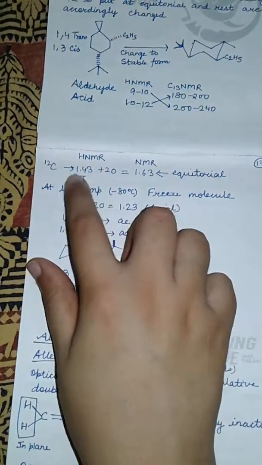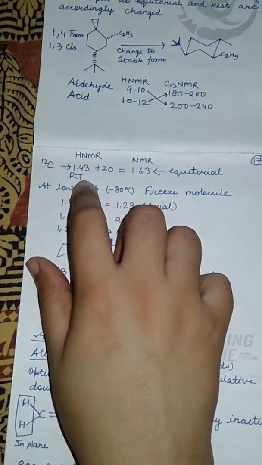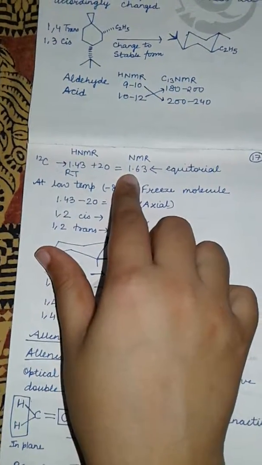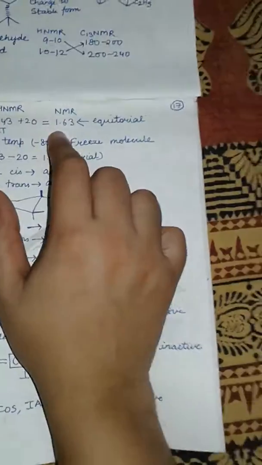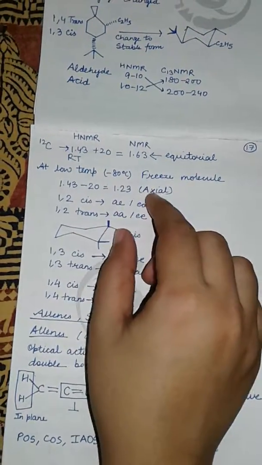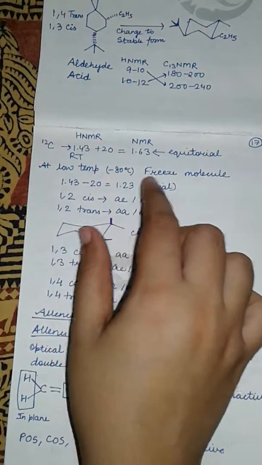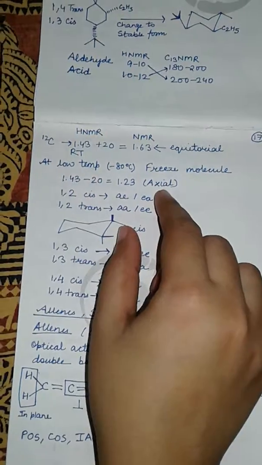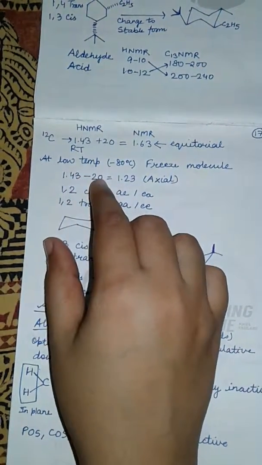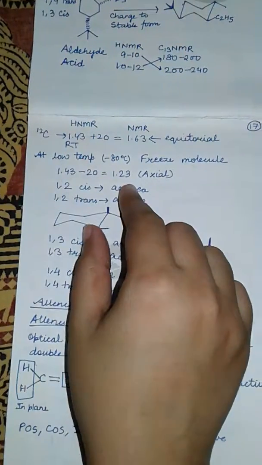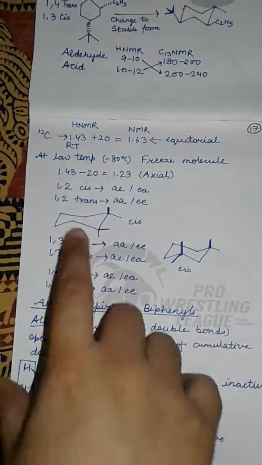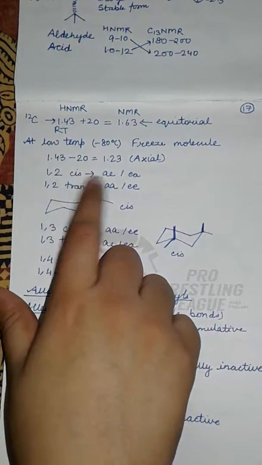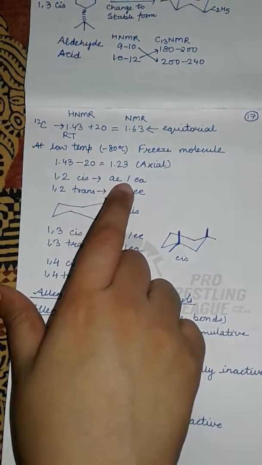The NMR for cyclohexane at room temperature is 1.43 plus 0.20 gives 1.63 for equatorial, and at low temperature, minus 80 degrees Celsius, the molecule freezes, and the axial gives 1.43 minus 0.20, that is 1.23.